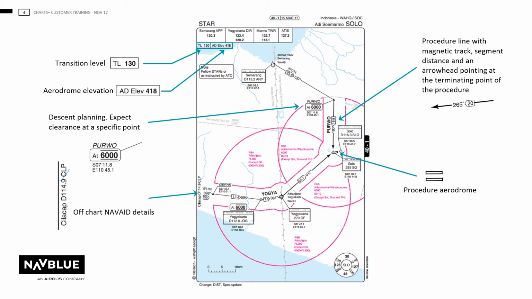Here we can see a navaid off the chart. The details of the navaid will be shown, showing the name, frequency and the three-letter ident. The D represents a co-located DME. Similar to SIDS, restricted, prohibited and danger areas are only to be shown if penetrating a route.